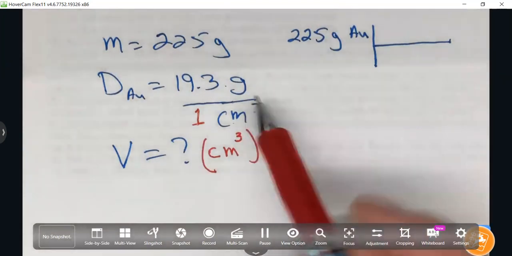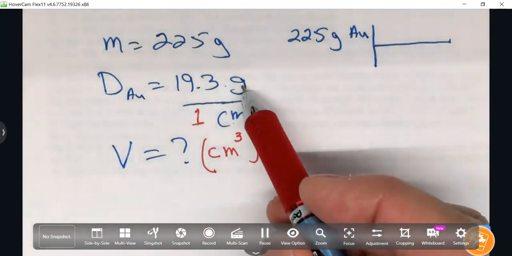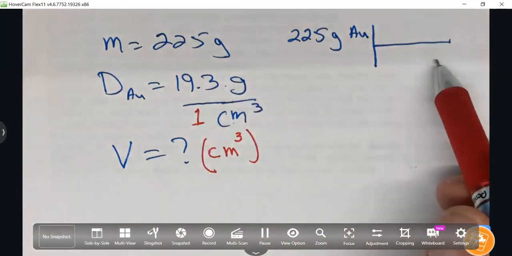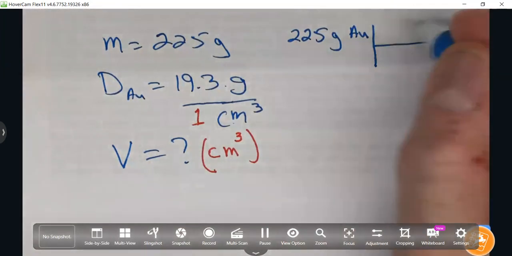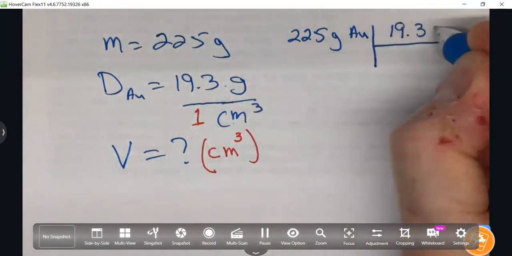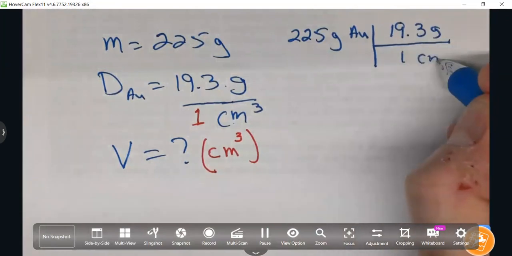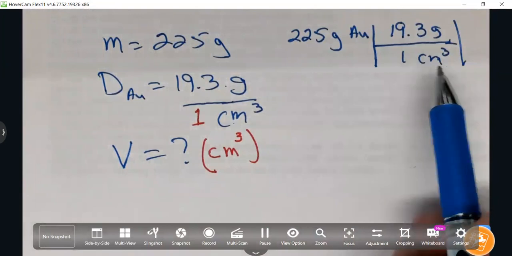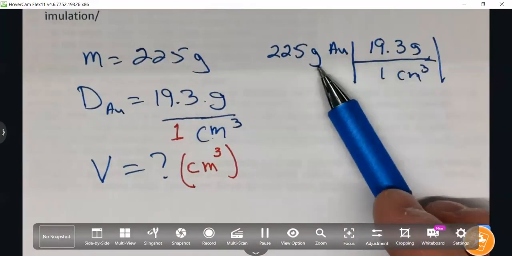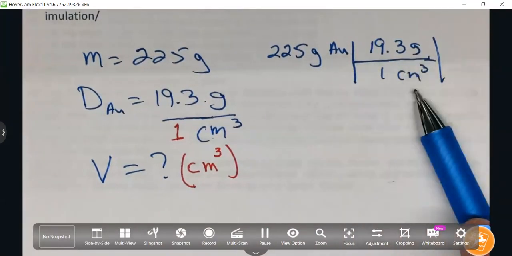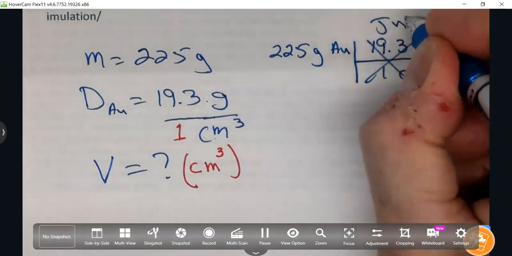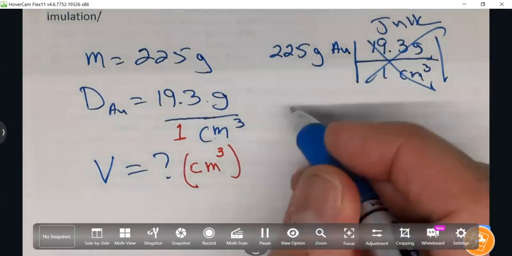Now, are you going to put this just the way it is of grams times over cubic centimeters? Will that work? I'm going to write it here. Don't write this down. This will not work, correct? Because my units would be grams squared over cubic centimeters, correct? Junk.